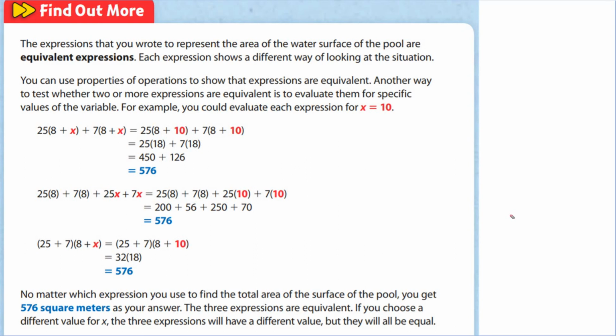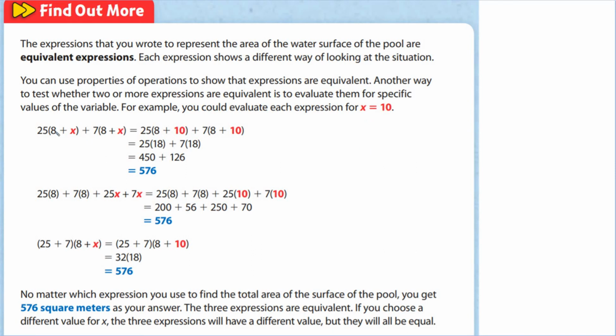You can use properties of operations to show that the expressions are equivalent. And another way to test whether 2 or more expressions are equivalent is to evaluate them for a specific value of the variables. Remember to always check your work with expressions by plugging in a student-friendly number. I would plug in either 2, 5, or 10 most of the time. In this case, they plugged in 10. As you can see, for example, you could evaluate each expression for x equals 10. So you're just checking your work by putting x equals 10.